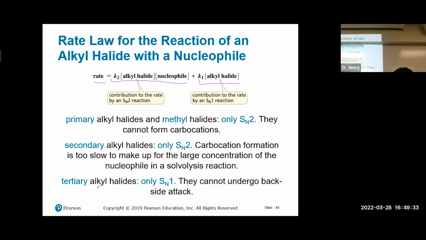The tertiary alkyl halide is only going to be SN1 because they can't do that backside attack. And we know that reaction is going to be slow, because that SN1 part is a slow reaction since you have to form the cation first. Okay, questions? Concerns?